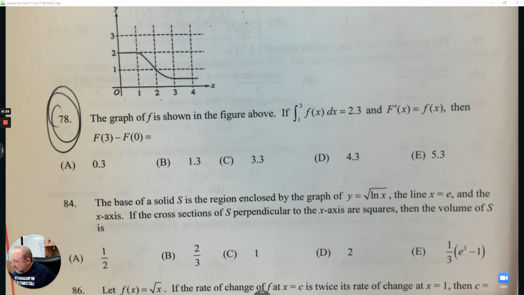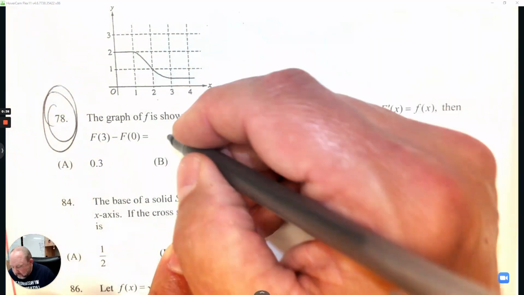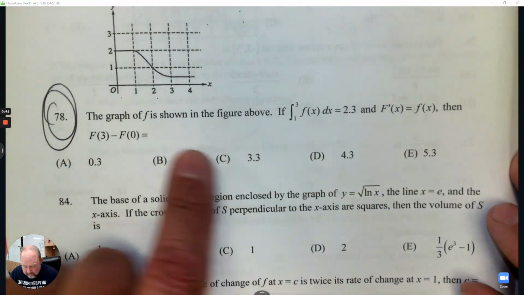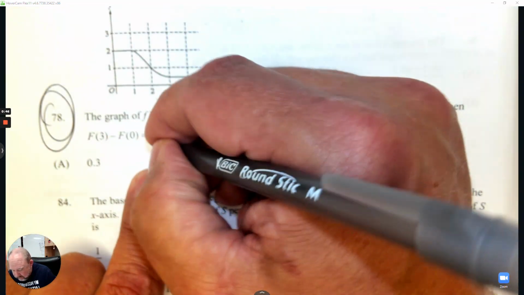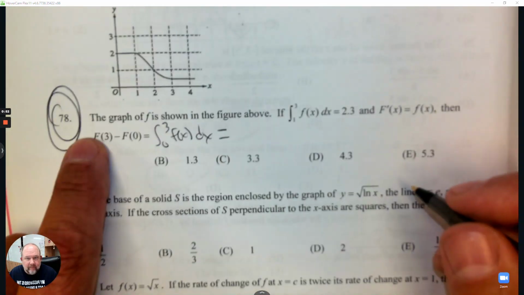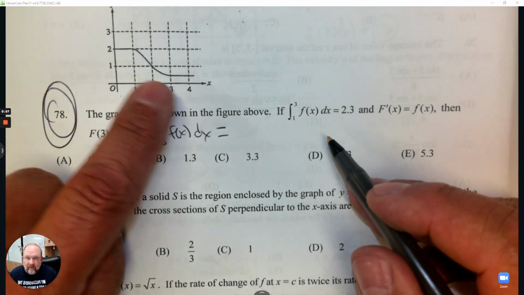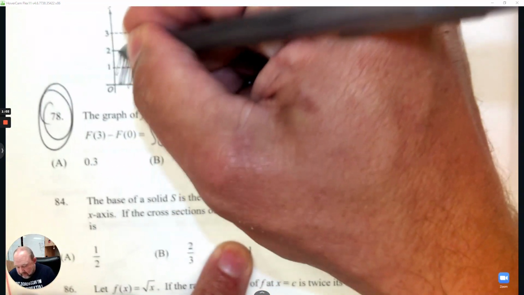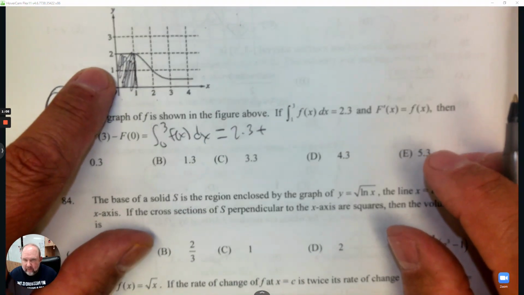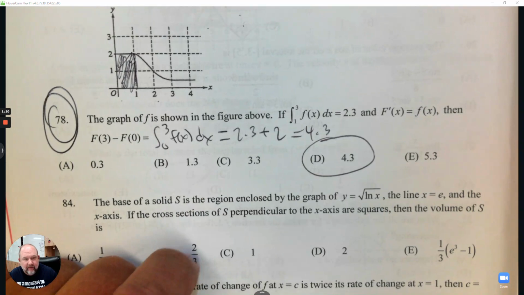So from 1 to 3 is the area from 1 to 3. This is from 0 to 3. That's what it really means. So instead of from 1 to 3, we're going from 0 to 3. We know from 1 to 3 is 2.3. And then the part we still need to calculate to add to that area is that rectangle, which is 1 times 2. That's 2. Then add it together and you get 4.3. And that's your answer.